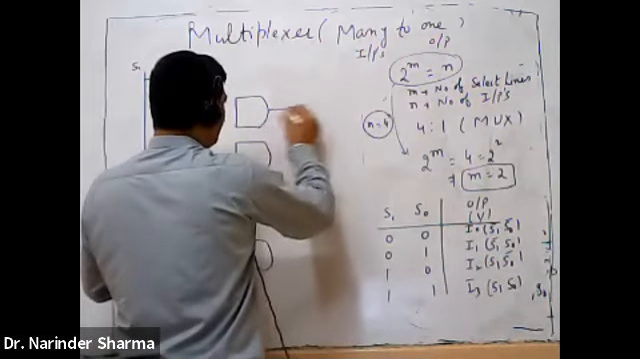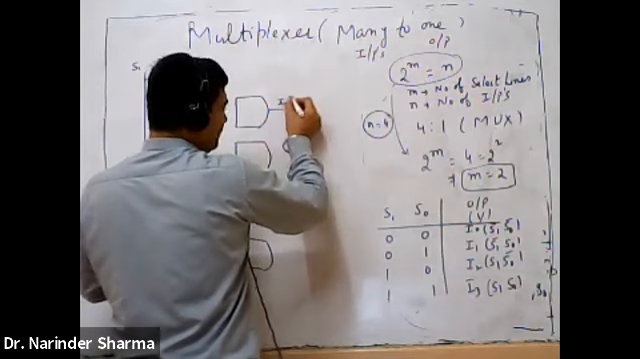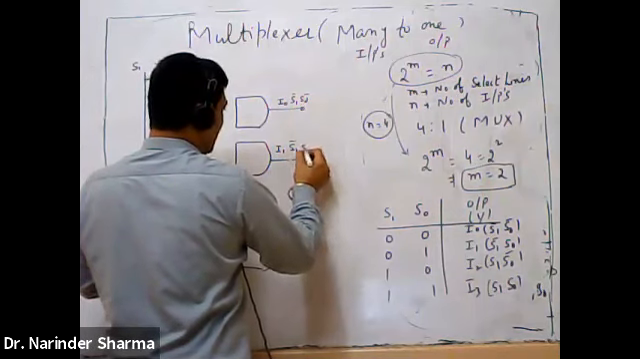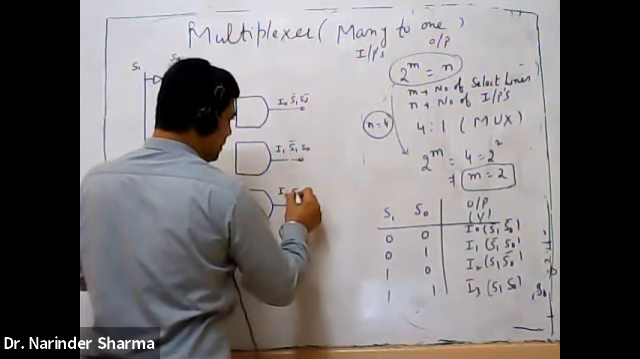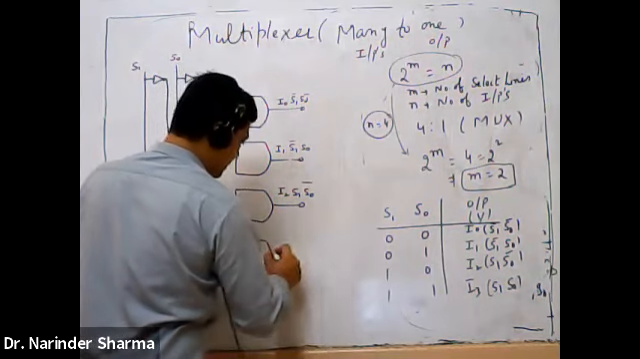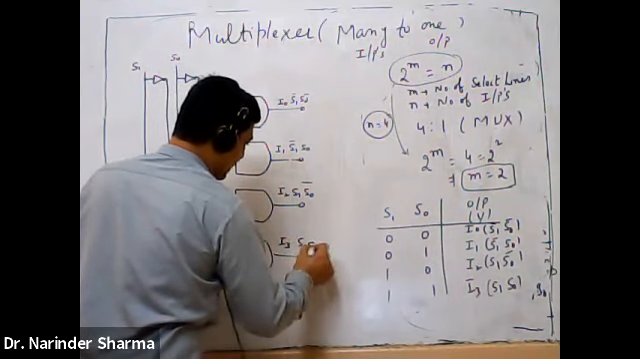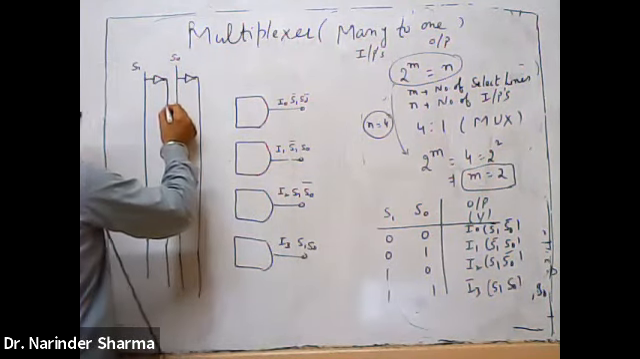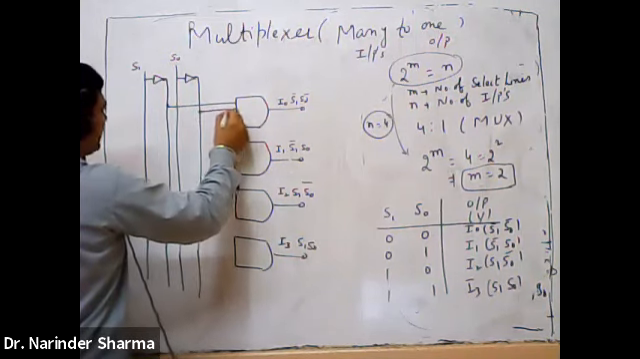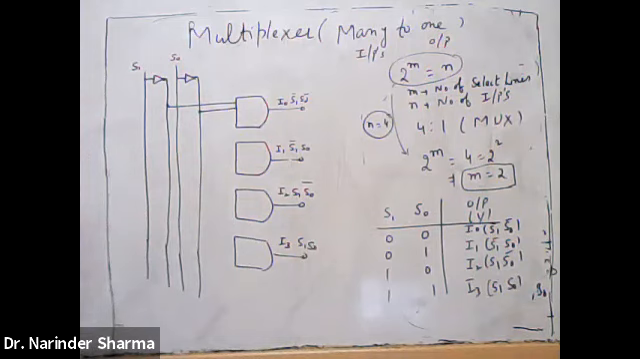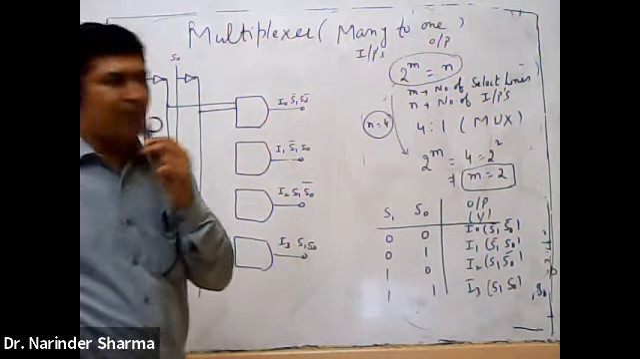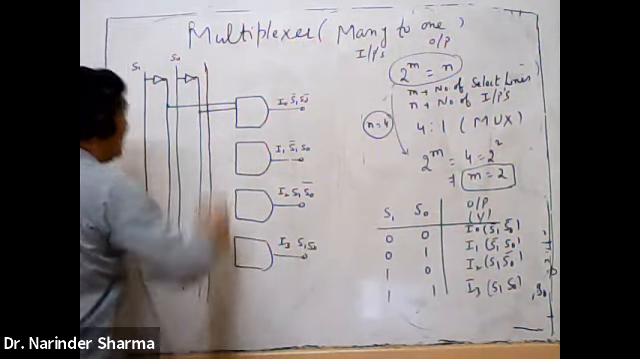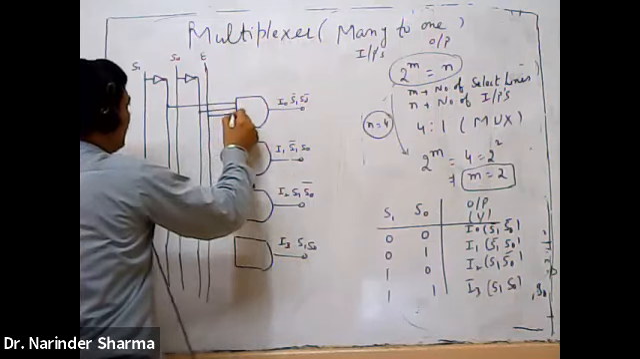Here, what is required? I0, S1 bar, S0 bar. I1, S1 bar, S0. I2, S1, S0 bar. I3, S1, S0. Understand it carefully. I will design S1 bar, S0 bar. And as we have seen in the block diagram, enable is there. Enable has been applied everywhere. So this is the enable input. You have to attach it to every gate.